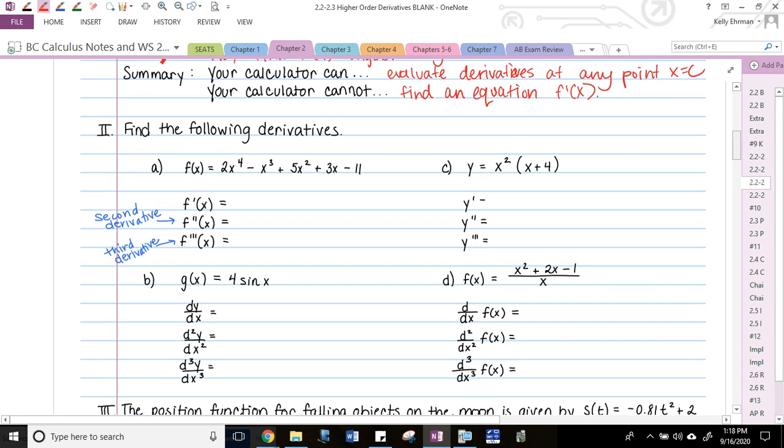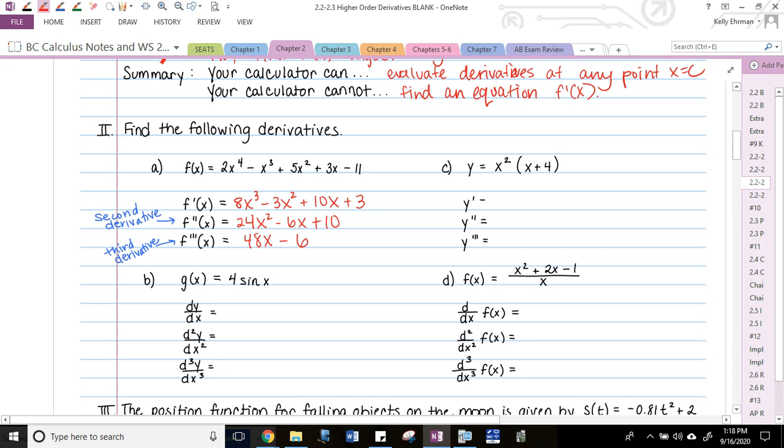Find the following derivatives. Here's f of x. Let's find f prime of x. 8x cubed minus 3x squared plus 10x plus 3. This little notation, f double prime of x, means take the second derivative, so take the derivative of the derivative. Let's just take the derivative of f prime. So 24x squared minus 6x plus 10. Take the third derivative, the derivative of the second derivative. All right, 48x minus 6.